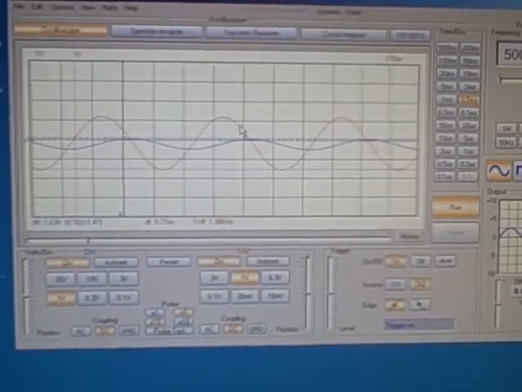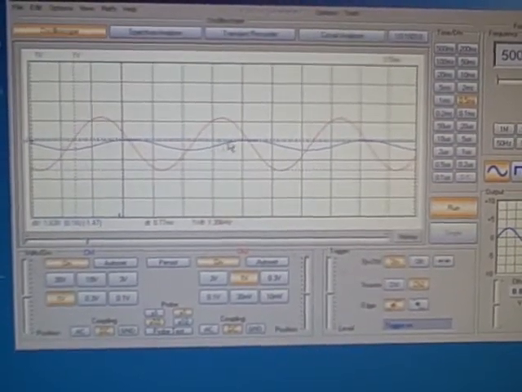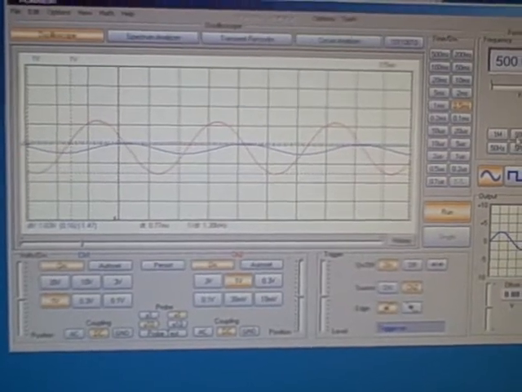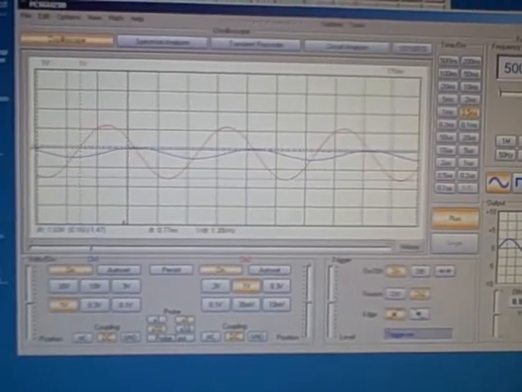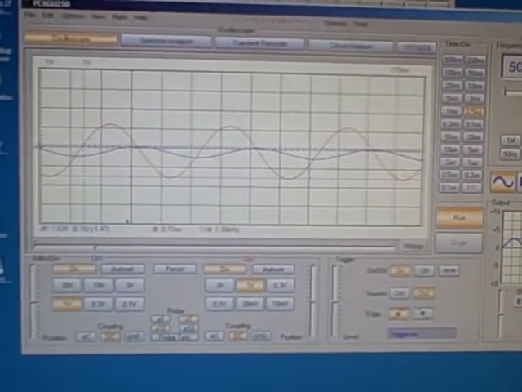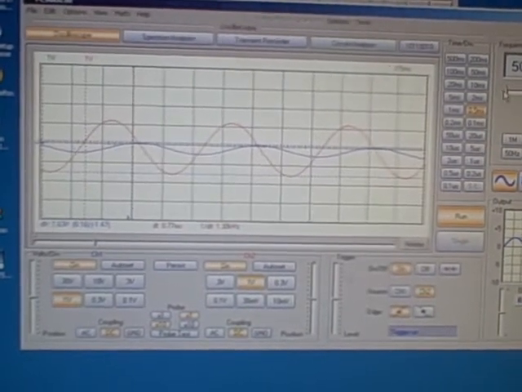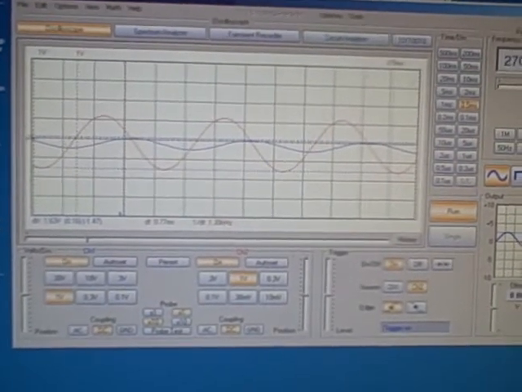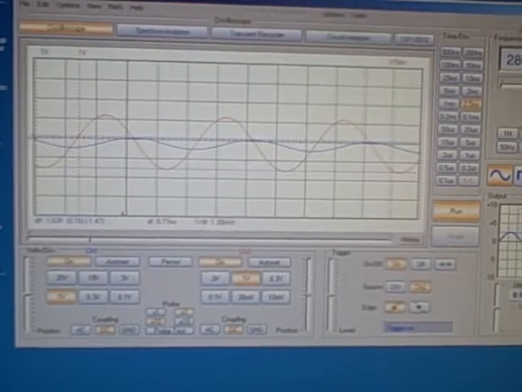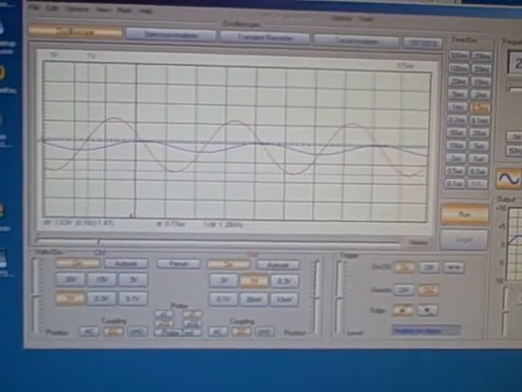You can see the red very easily. That's the input signal, and you can see how severely attenuated the blue signal is. And so that's almost 5 times the F3dB point. If we keep increasing it, eventually it'll turn into a straight line.